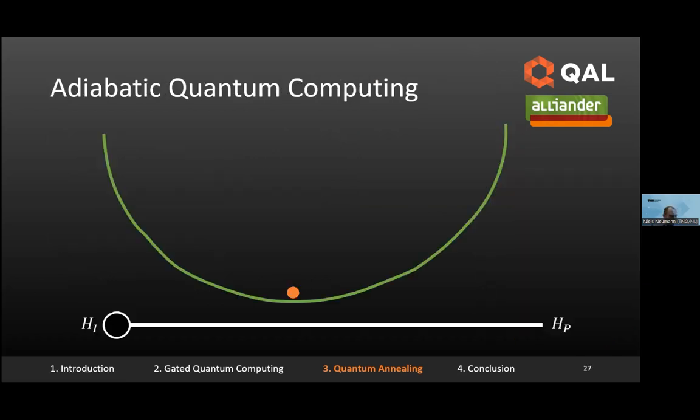So let's take one step back and, instead of quantum annealing, look at adiabatic quantum computing. In adiabatic quantum computing, you start with an energy landscape that's very simple. And in this case, it's indeed simple. It's just a ball, and the ground state of this ball is at the very middle. We slowly evolve this energy landscape to an energy landscape that corresponds to our problem. And if we do that slowly enough, then our quantum state will remain in the ground state.